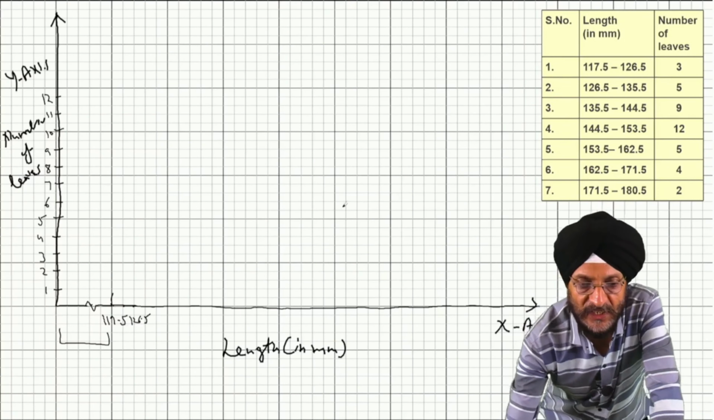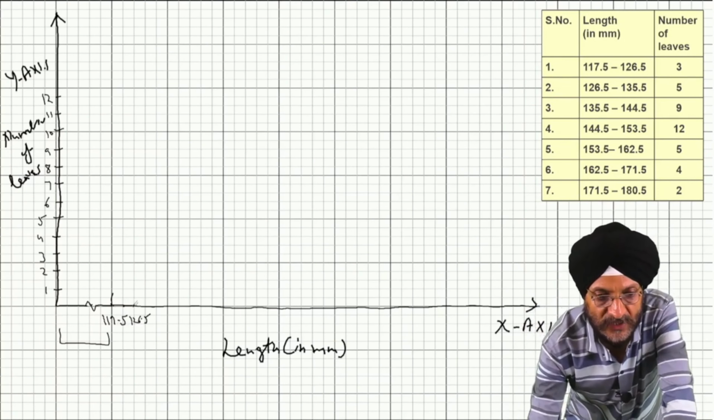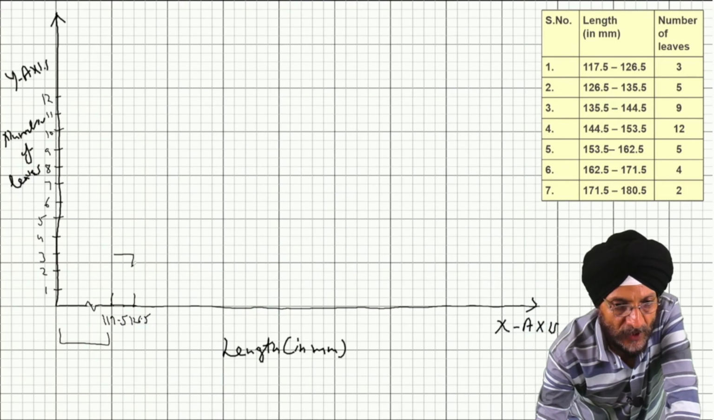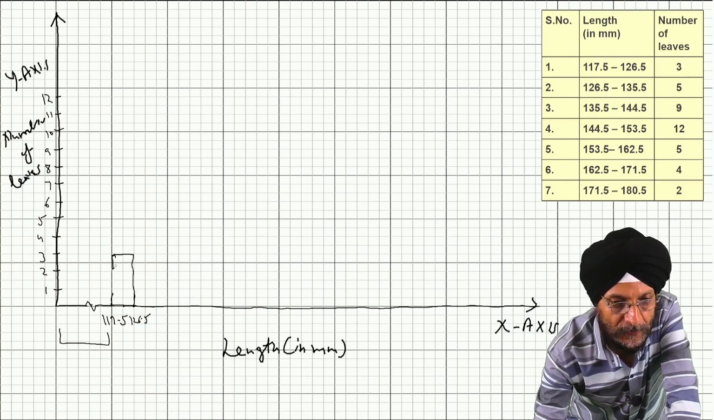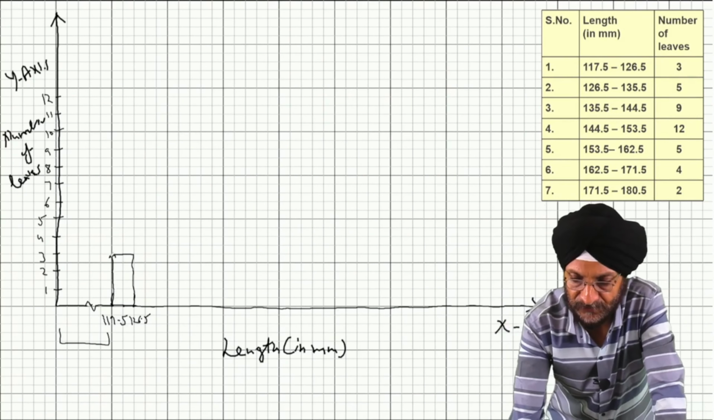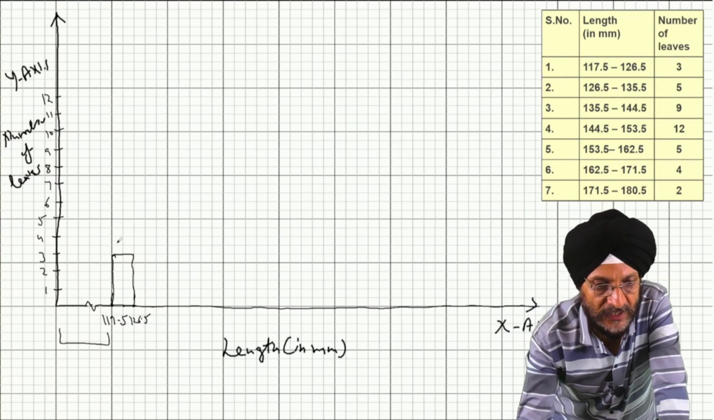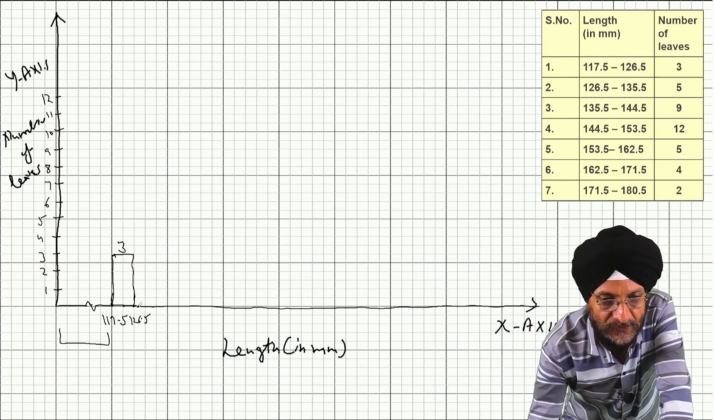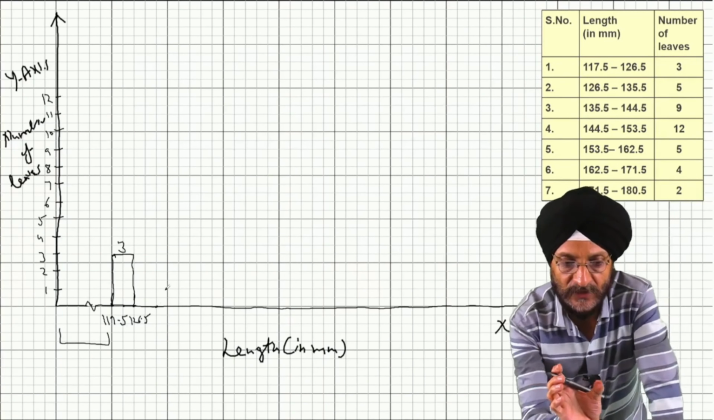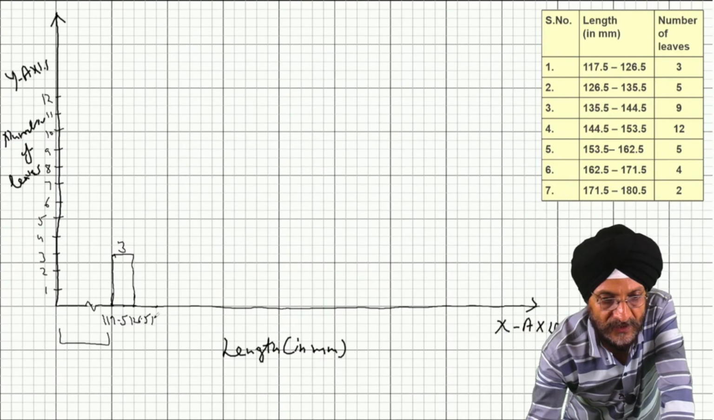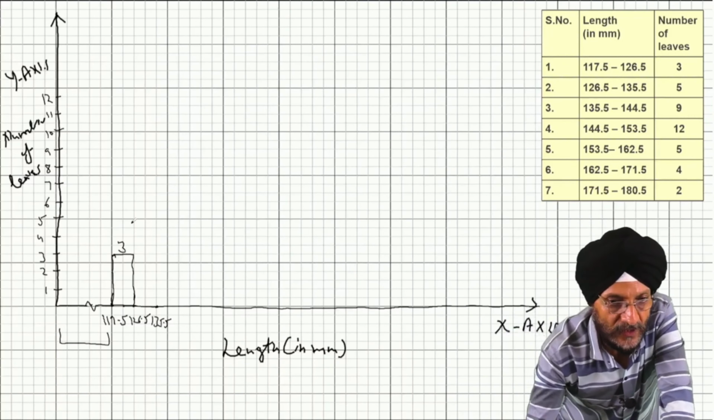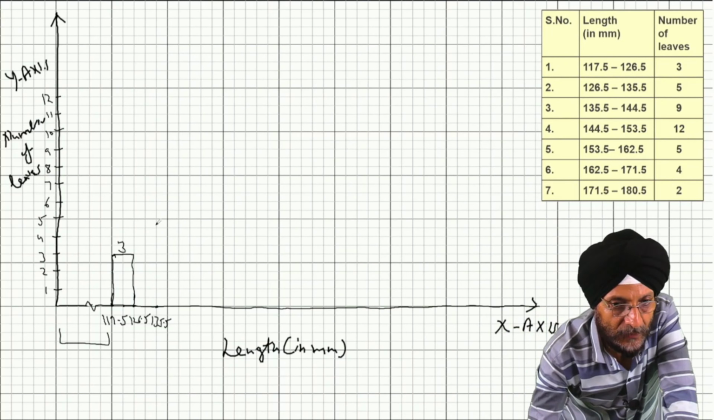For the first class interval, 117.5 to 126.5, the number of leaves is 3. So here it will be up to this point. So this is the first class interval which we have mentioned here. So the leaves are 3. Next is 126.5 to 135.5. As we will take equal width, here it is 135.5, which represents this point. You can also write in such a way that there is no problem in reading the same.